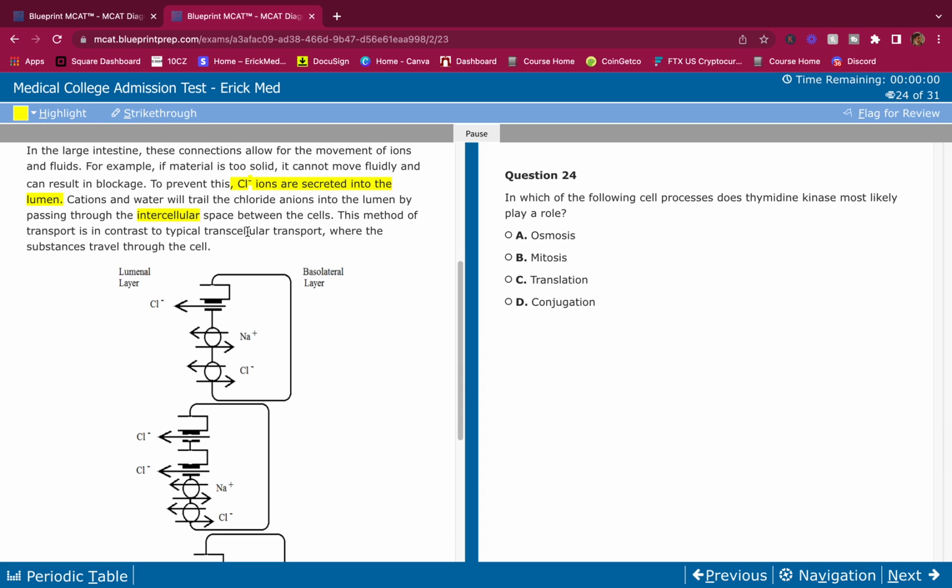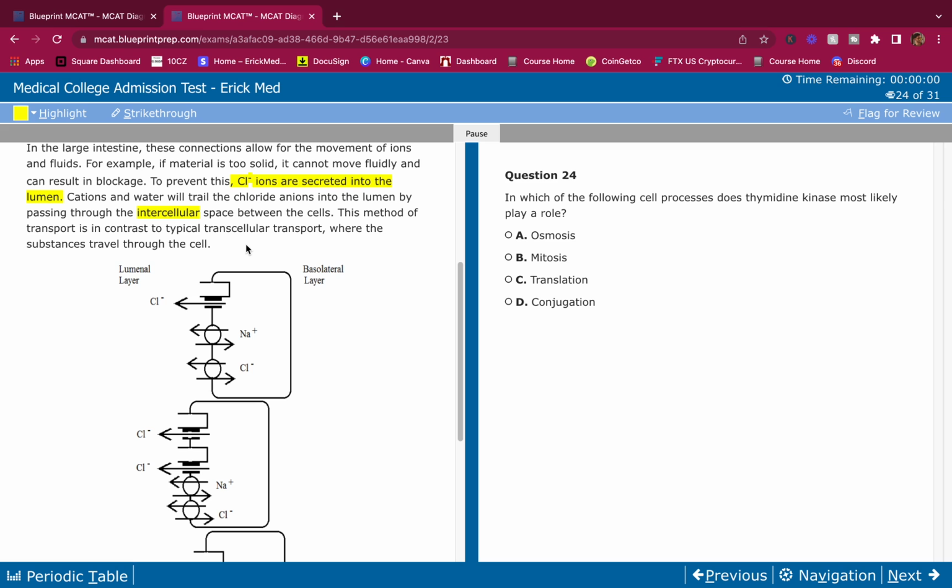Whenever you see intra, that means within. Inter means like in between, okay, with one or more cells. So that's how water and cations flow into the lumen space. They follow the chloride, but through the intercellular, so like right between these cells right here. All right. This method of transport is in contrast to typical transcellular transport, like I just said, where the substances travel through the cell.